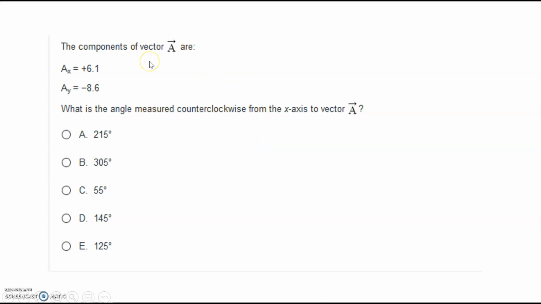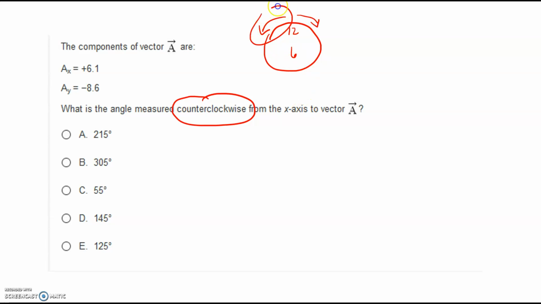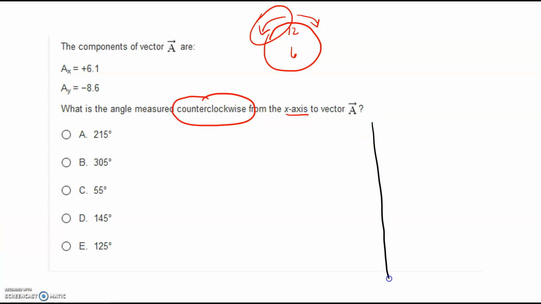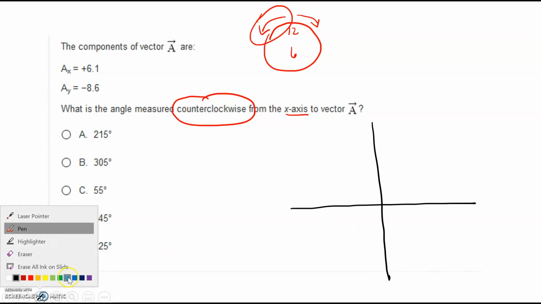Okay, this is the first question. The components of vector A are AX is 6.1 and AY is negative 8.6. The angle is measured counterclockwise. So if I have a clock that normally goes this way, I'm going to measure this way, from the x-axis. So let me go ahead and get my axes drawn. There's my x and y, and then let's fill in what we know.